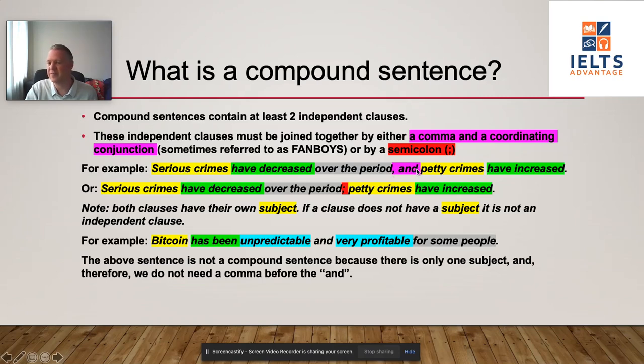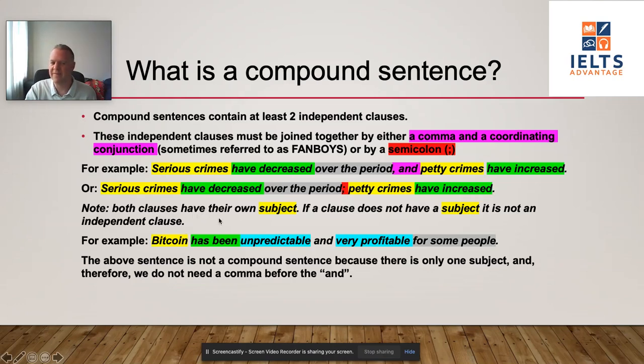We're using and because we're adding information, so we can have a comma and now we have another subject, petty crimes have increased, and verb. Okay, so we've got an independent clause, we're joining them together with a comma and a coordinating conjunction. The other way you could do this, exactly the same meaning, serious crimes have decreased over the period, so this clause is exactly the same, and put the semicolon, petty crimes have increased, full stop. Okay.